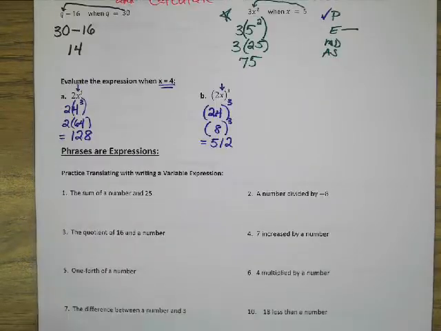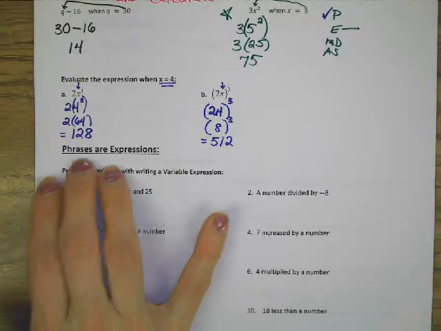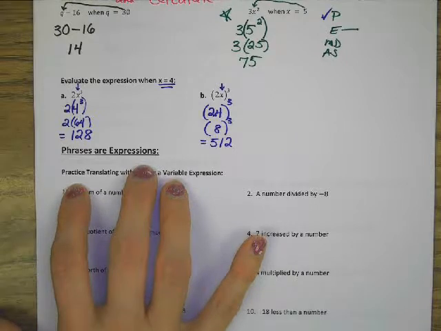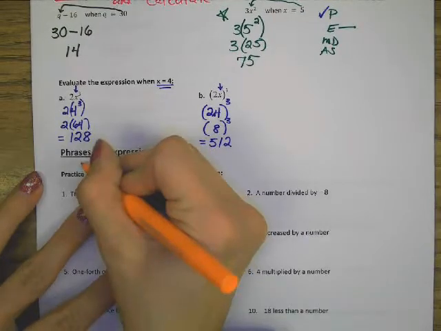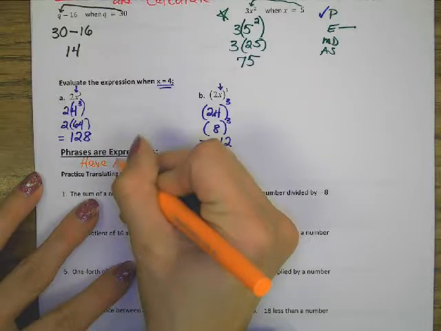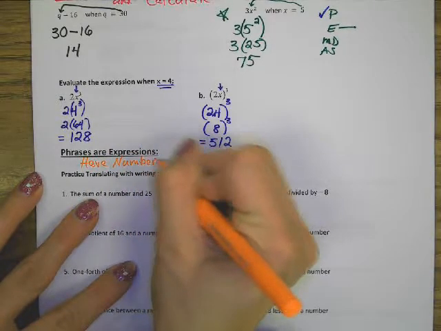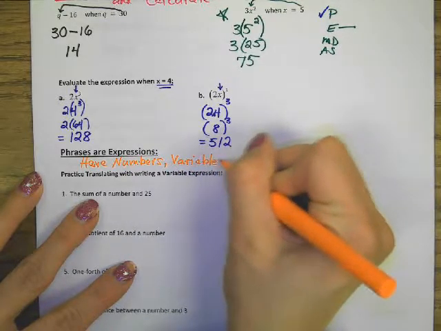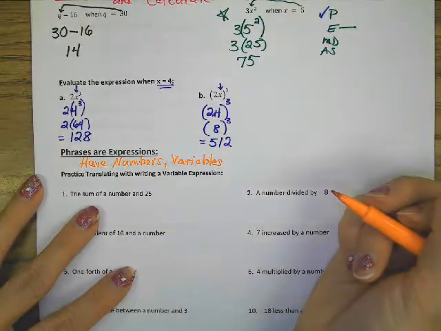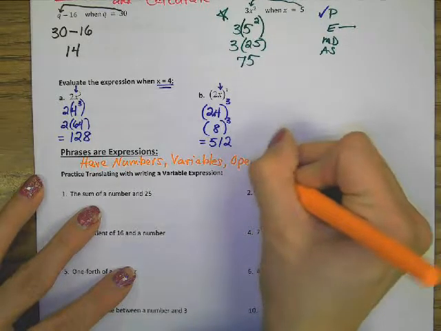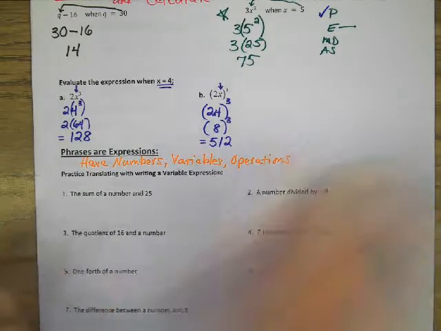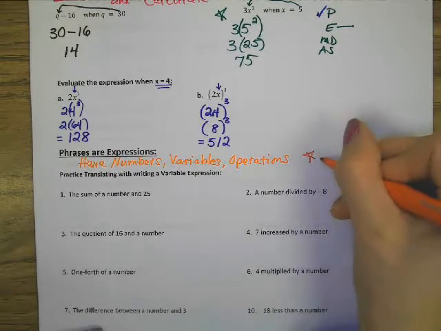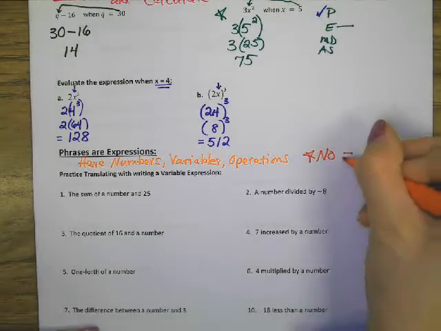Phrases are expressions. Okay, so that means they have numbers, they have variables, they could have operations, plus, minus, divide, okay? But let's use a red pen here. No equal sign, okay? Because it's a phrase. It's not a sentence.